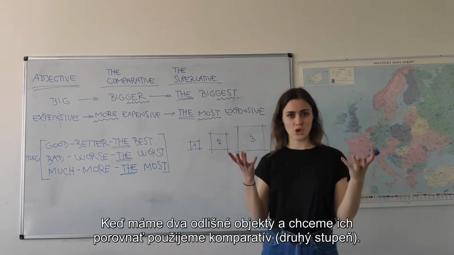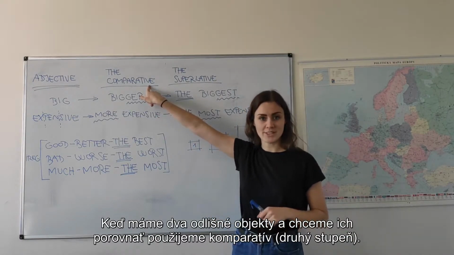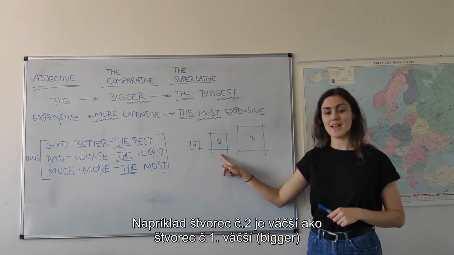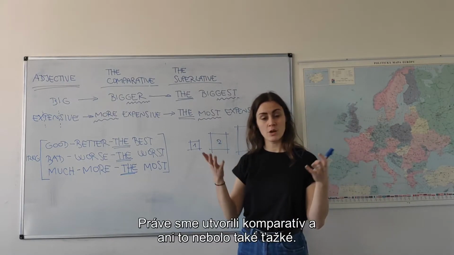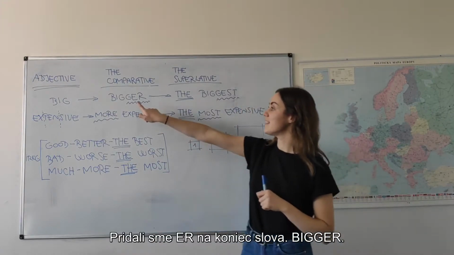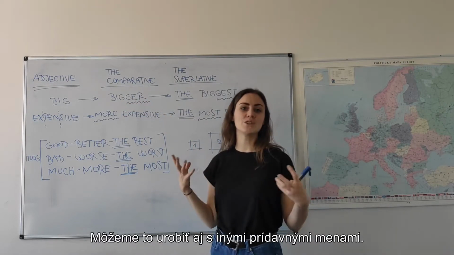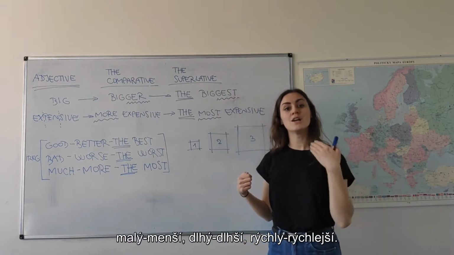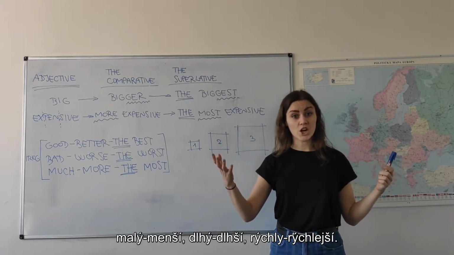When we have two different objects and we want to compare them, we use the comparative. For example, square number 2 is bigger than square number 1. Bigger. We just formed a comparative and it wasn't even hard. We added ER at the end of the word. We can do this to other adjectives as well. For example, small, smaller, long, longer, quick, quicker. Yes?